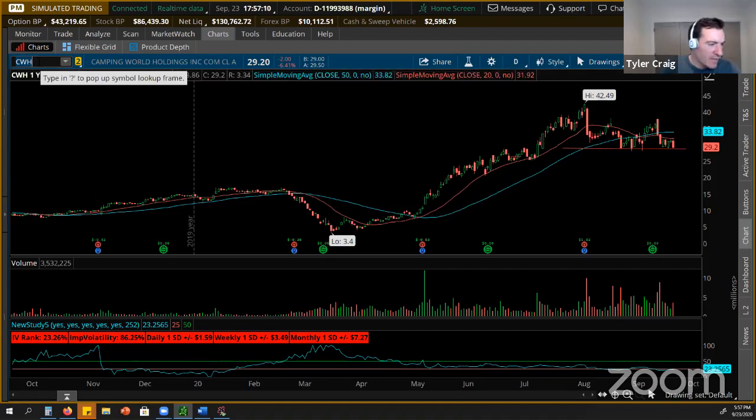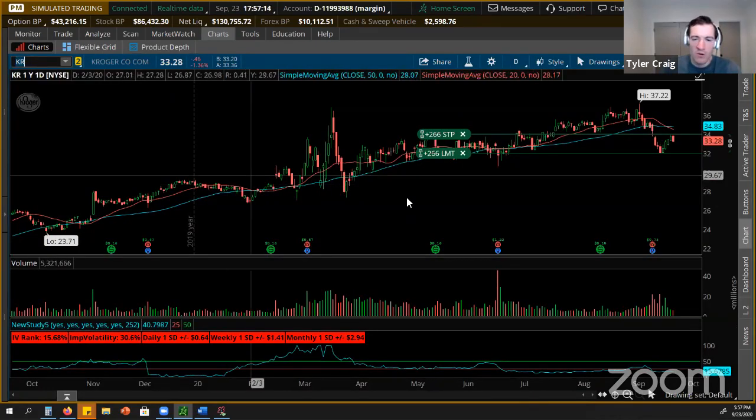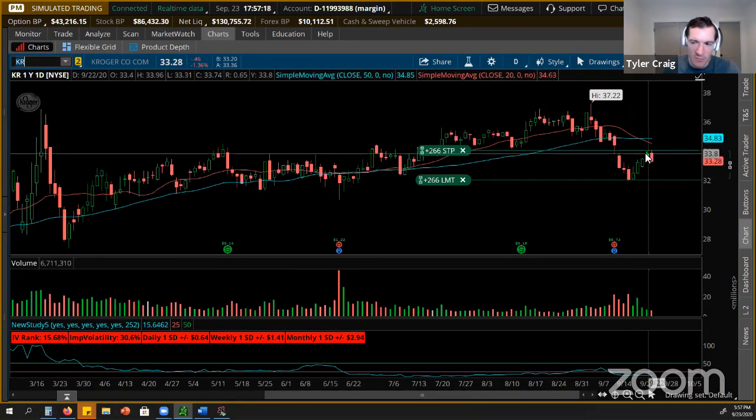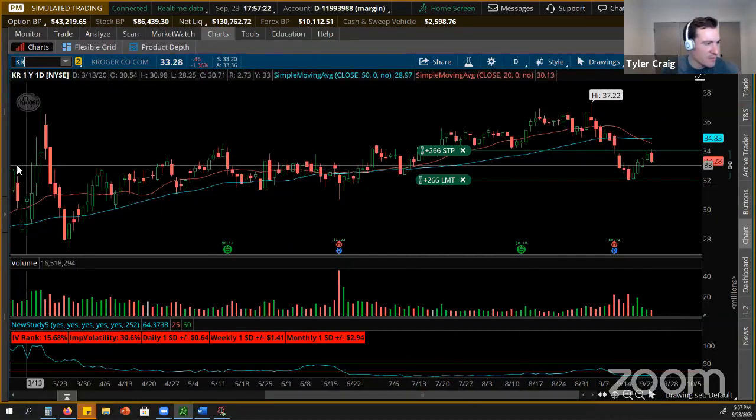So again, let's see, Kroger is up 4 or 5 days in a row. That looks like a bear retracement. That one looks like a good short to me. That one looks like a good short.